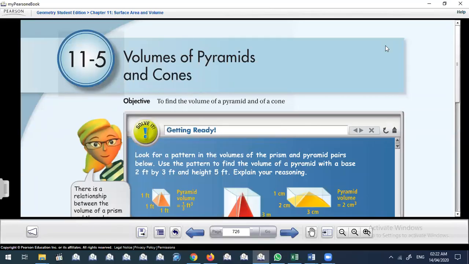How are you today? Our lesson today is lesson 11.5, which is volumes of pyramids and cones. Today we are going to learn how to find the volume of any pyramid and the volume of cones. Let's start with the first rule in this lesson.